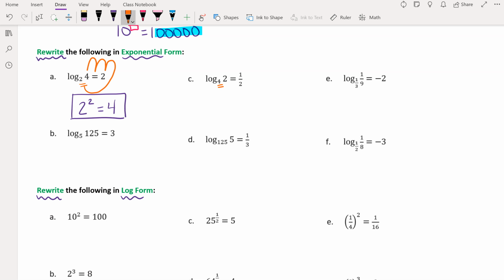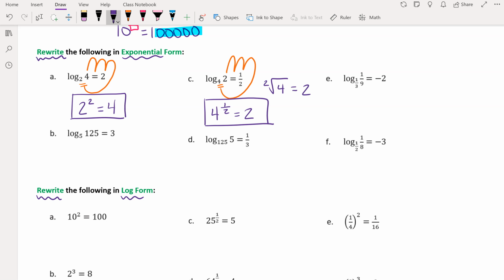We're just rewriting them in exponential form. 4 to the 1/2 equals 2. And y'all remember, just as a reminder, 4 to the 1/2 is the same as square root of 4. So this is saying the same as square root of 4 equals 2. That's saying the same thing. Okay, let's keep going. 1/3 squared equals 1 over 9. You don't have to draw chubby hand every time, but I want you to initially because it'll really help.